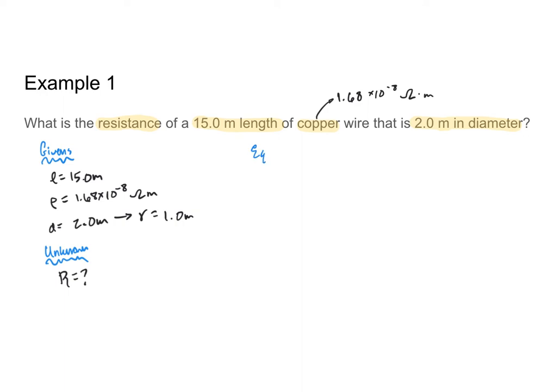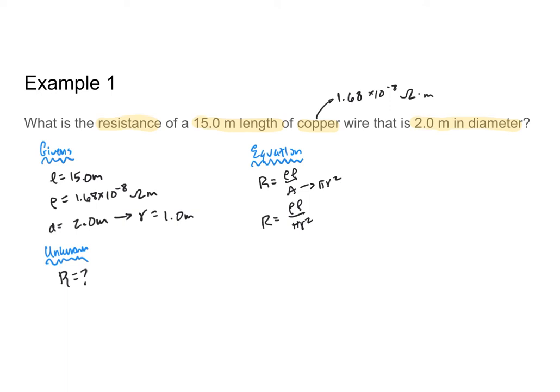Now, I'm going to go ahead and create my equation, which I am going to solve for R algebraically before I plug anything in. So I know that my resistance is equal to rho times L over A, or my resistance is equal to rho times L over pi R squared, since my area is equal to pi R squared.